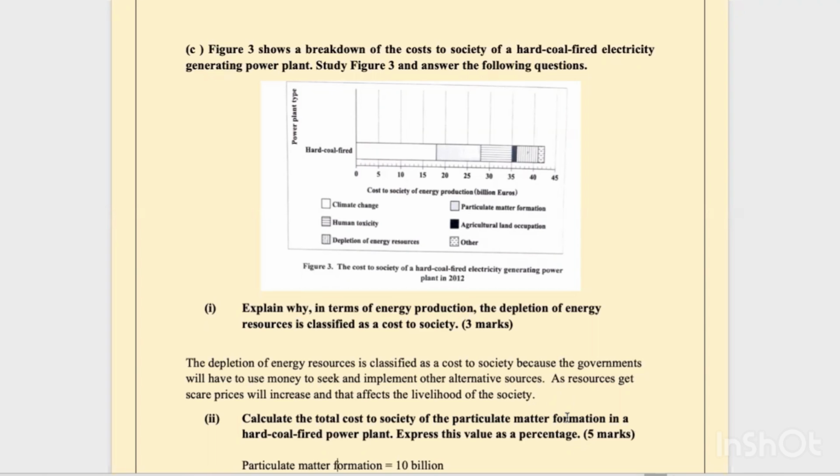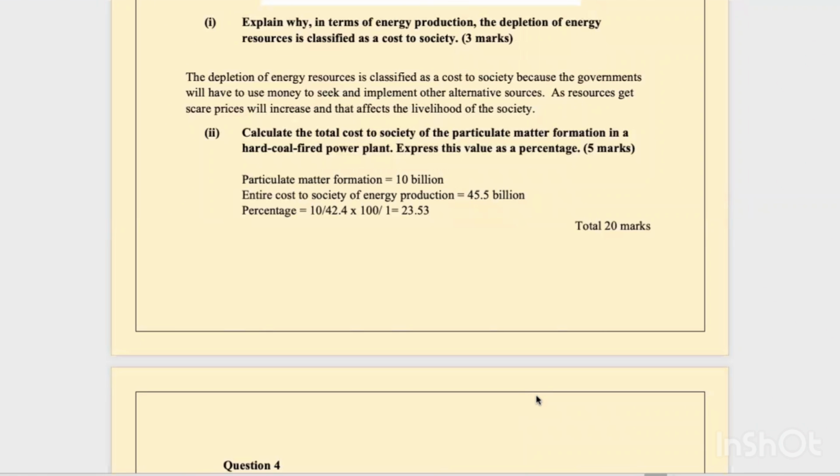All right. Explain why, in terms of energy production, the depletion of energy resources is classified as a cost to society. So the depletion of energy resources is classified as a cost to society because our Caribbean governments will have to use money to seek out and implement other alternative sources of energy. And leading up to depletion, as the resources get scarce, prices will increase, and that affects the livelihood of the Caribbean people. Next question, calculate the total cost to society of the particulate matter formation in a hard coal-fired power plant. Express this value as a percentage.